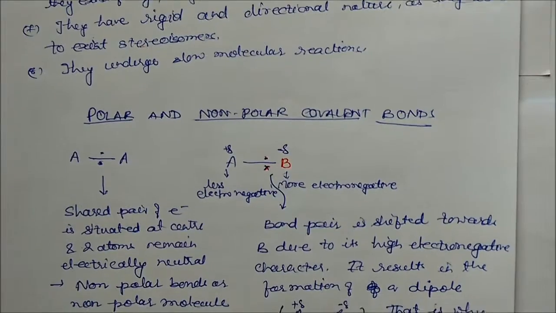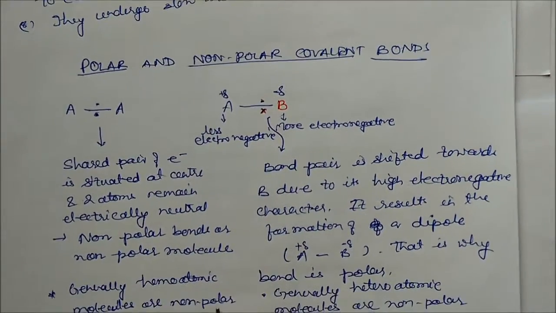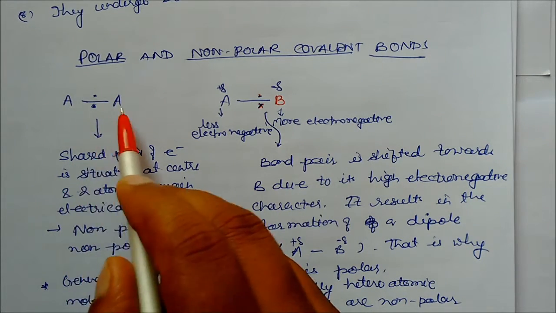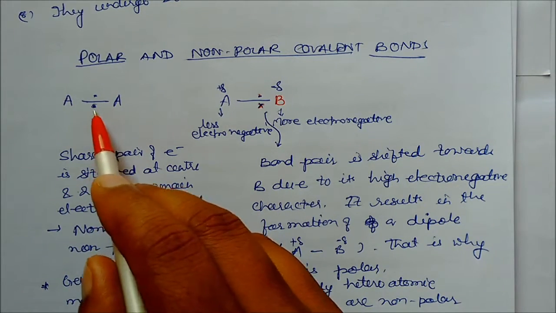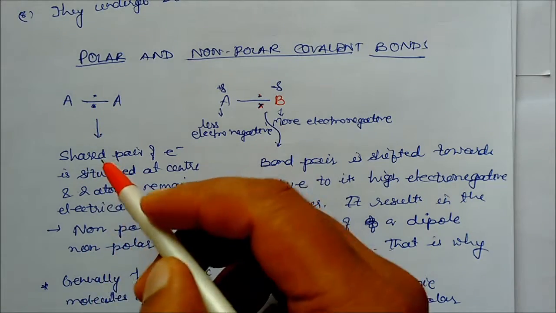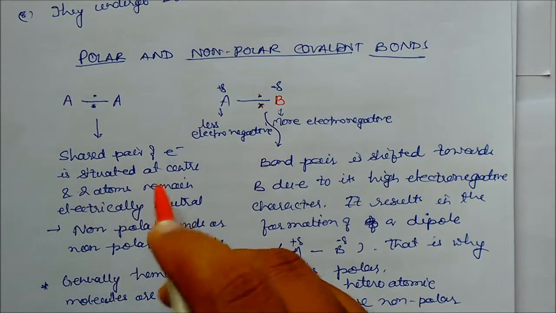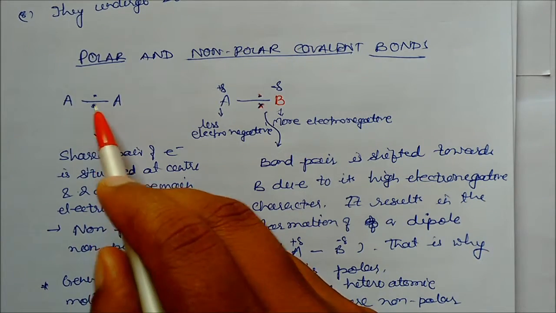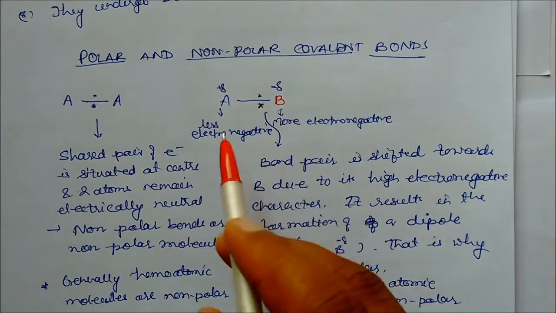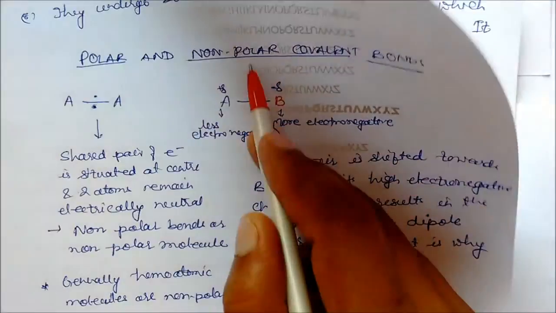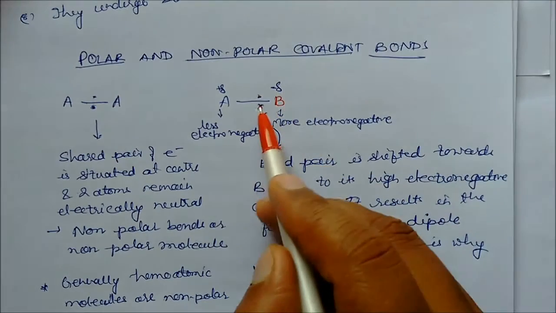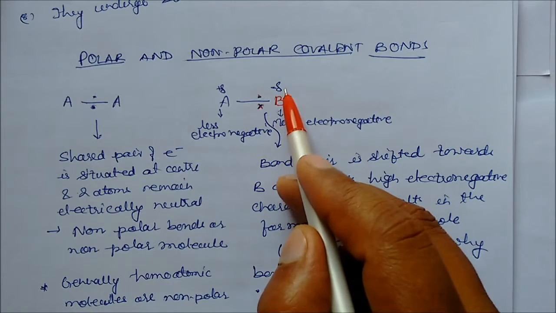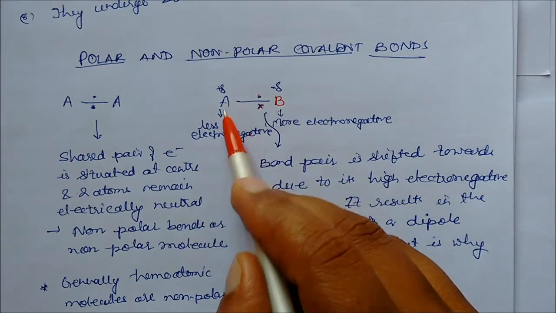Our next topic is polar and non-polar covalent bonds. Let's see one example. There are two atoms A and A, bonded by one bond, which is two electrons. Here the shared pair of electrons is situated at the center, and the two atoms remain electrically neutral. But in this case, you can see the shared pair of electrons is shifted towards B. So B gets more negative charge and A gets more positive charge.